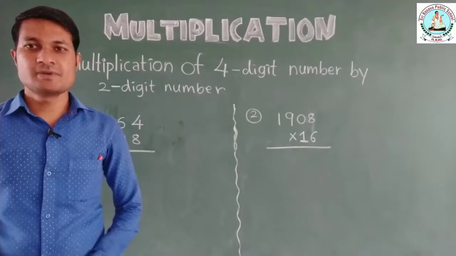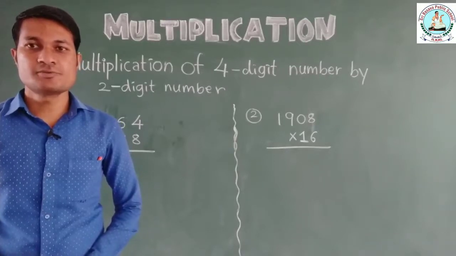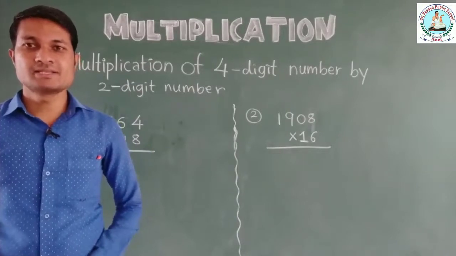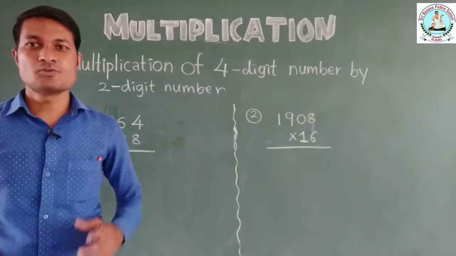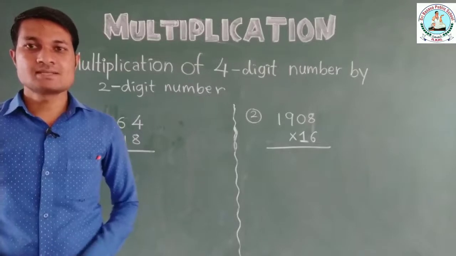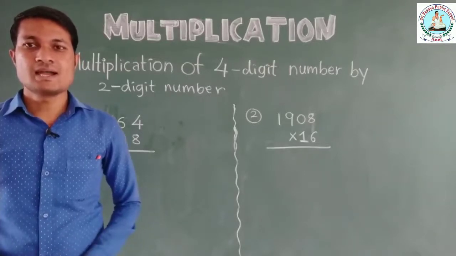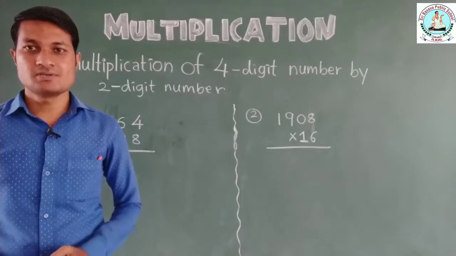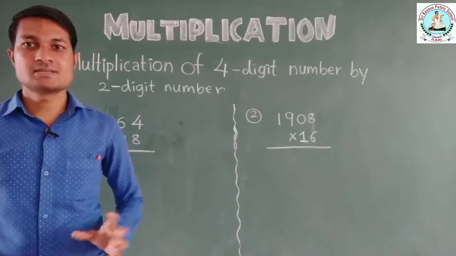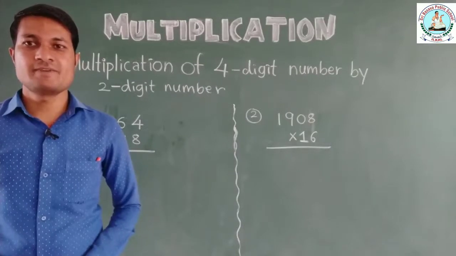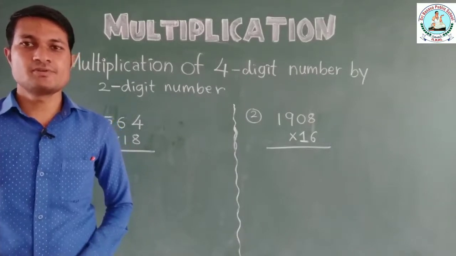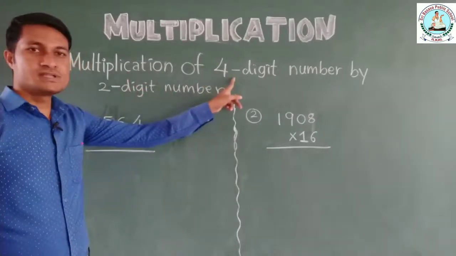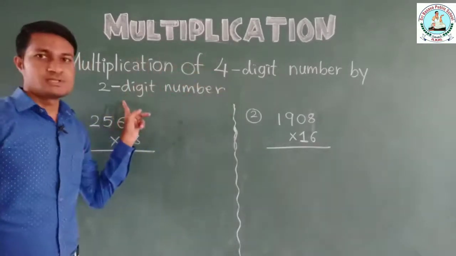Well students, in the previous video we learnt how to use the multiplication made easy method to find the product very easily, and we also learnt how to express a number as the product of two factors, where one of the factors will be 10, 100, 1000, 10,000 like this. So these are the things we learnt in the previous video. In today's video we are going to learn how to multiply a 4-digit number by a 2-digit number.